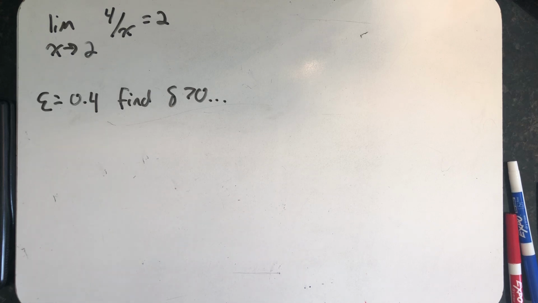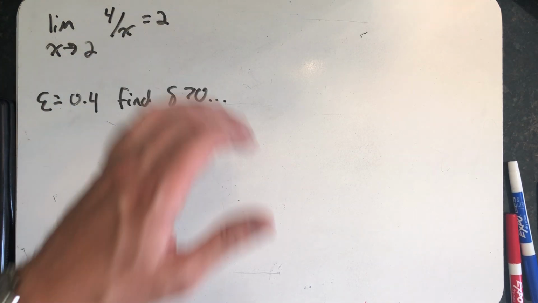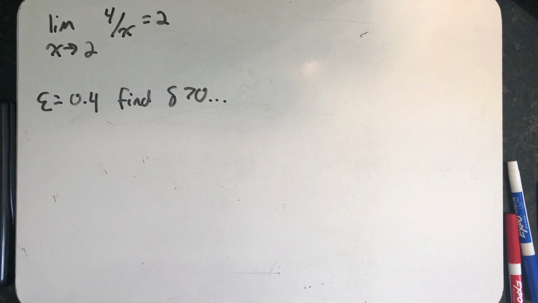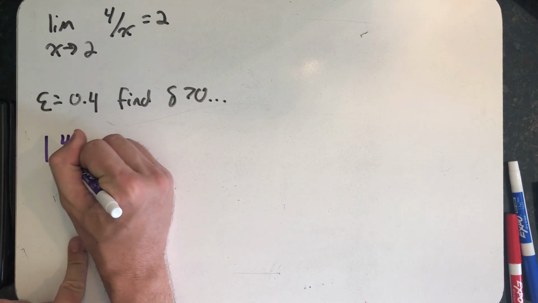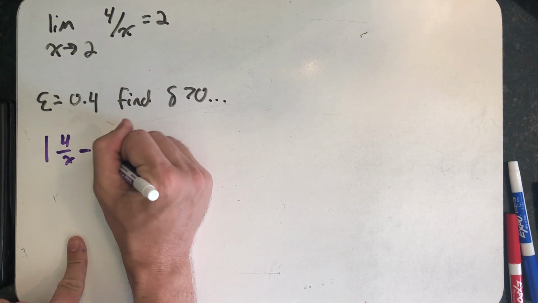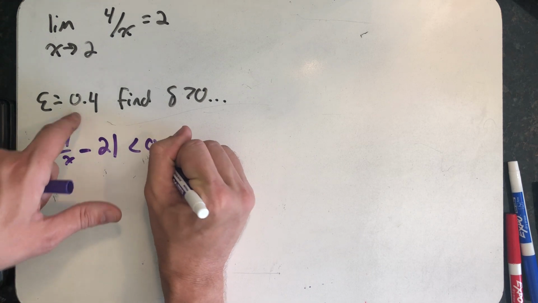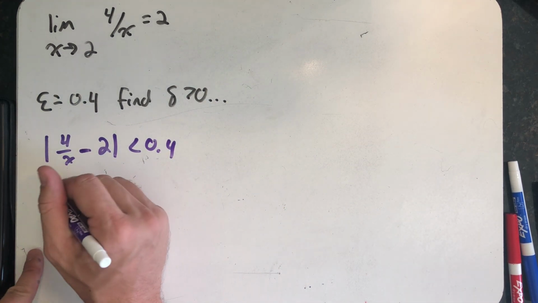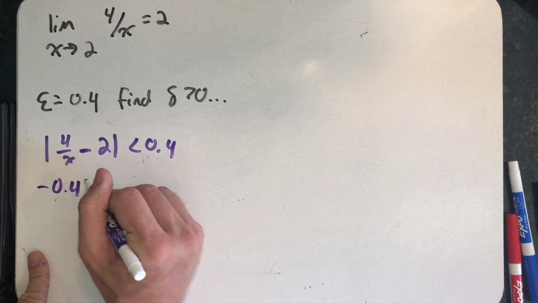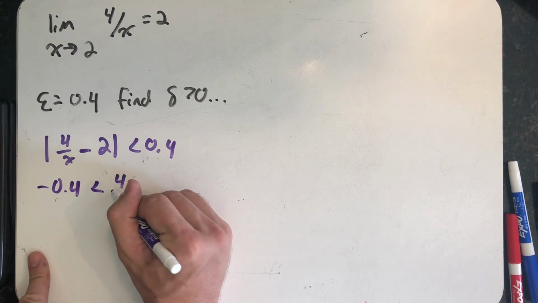The limit of 4 over x as x approaches 2 is 2. We're given an epsilon and we're asked to find the corresponding number delta. My function minus the limiting value is less than epsilon. And now I'm just trying to get down to that interval on the x-axis that I know will work. Let's rewrite that without the absolute value.